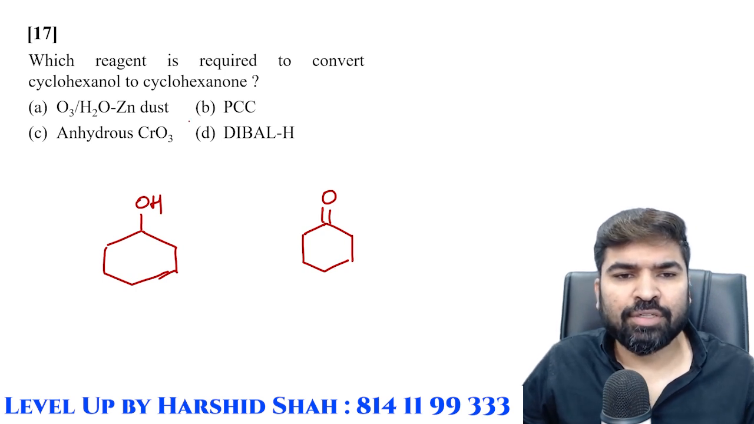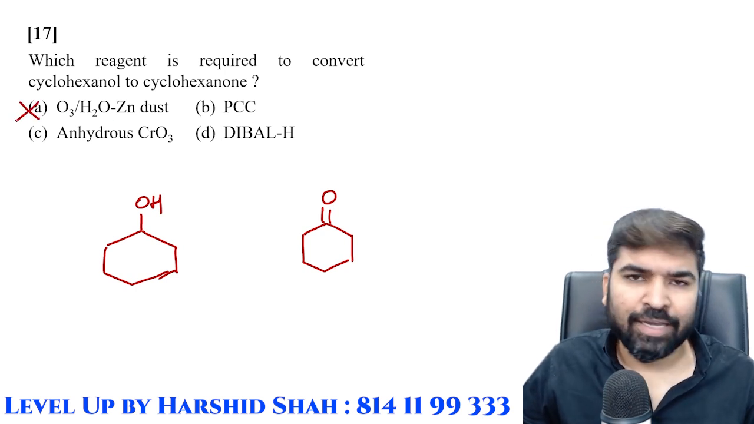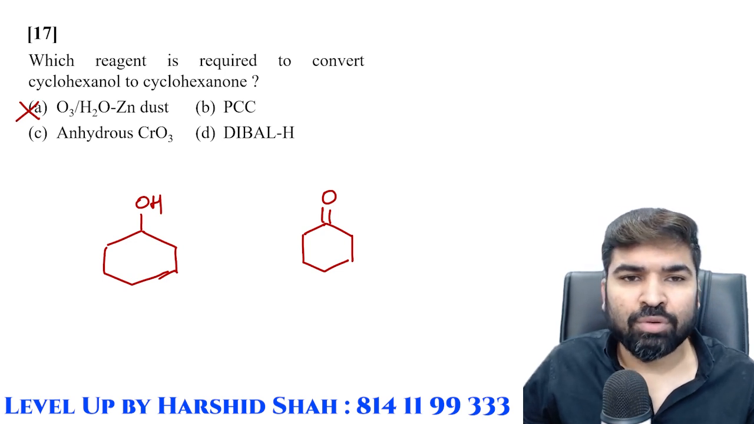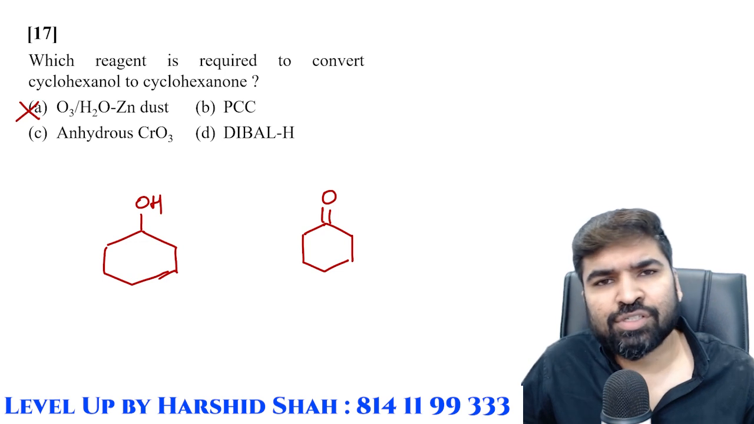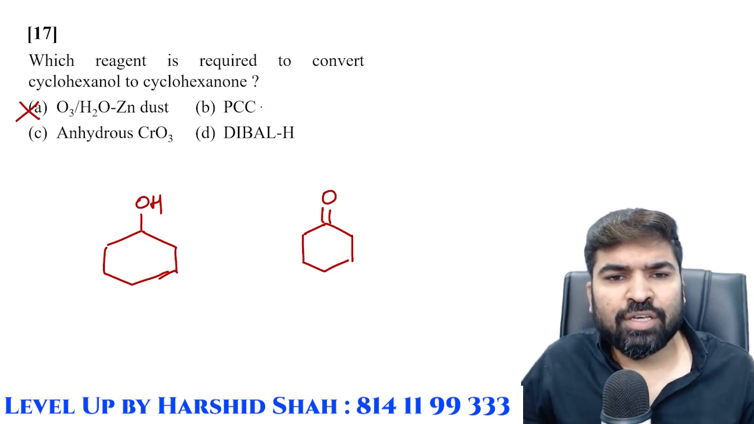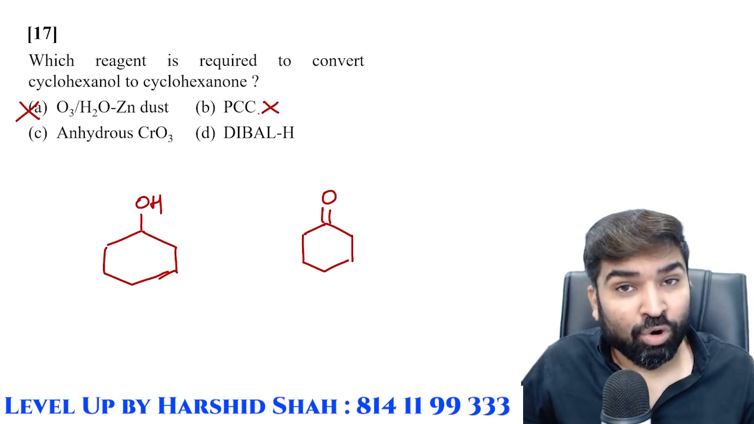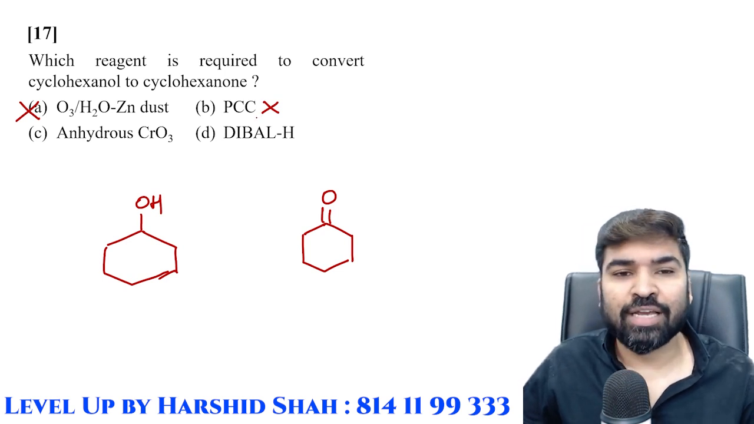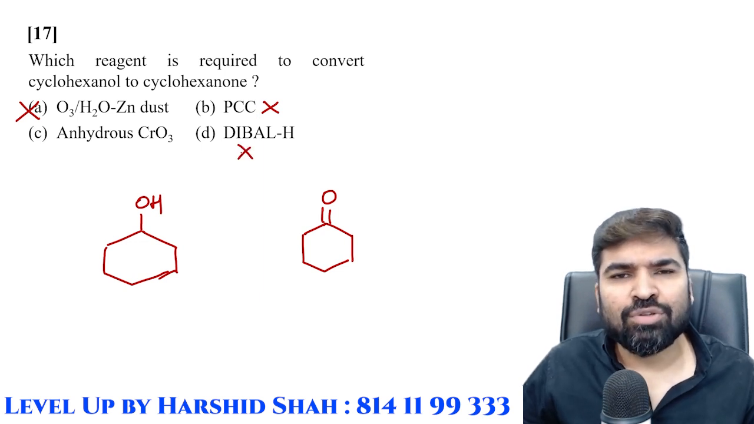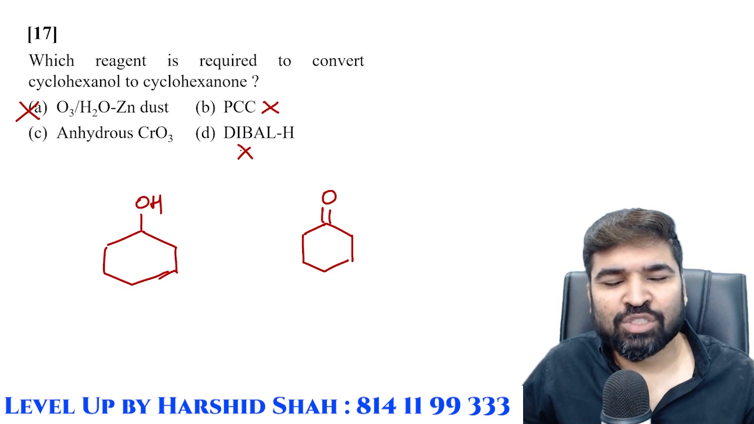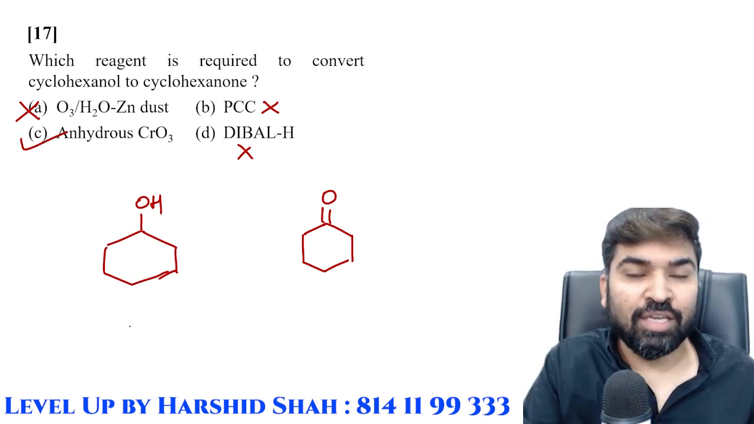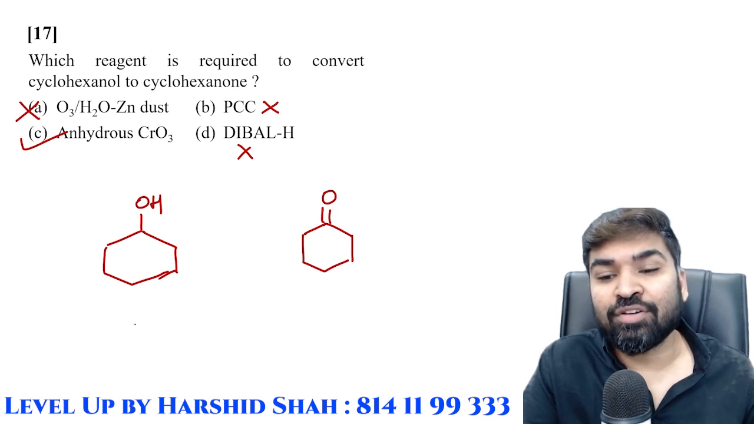First of all, it is definitely not an ozonolysis reaction. Ozonolysis of alkene gives you aldehyde or ketone, but here we don't have an alkene, we have just alcohol. PCC can oxidize the primary alcohol but not the secondary alcohol, so definitely not giving the ketone from cyclohexanol to cyclohexanone. DIBAL-H is actually a reducing agent and not an oxidizing agent. So obviously the anhydrous CrO3 is the good oxidizing agent that we are looking at.